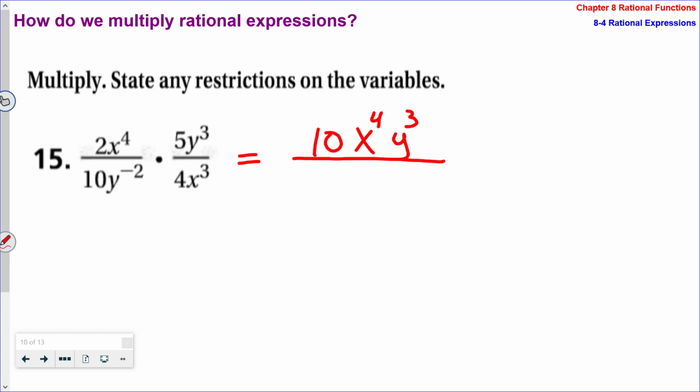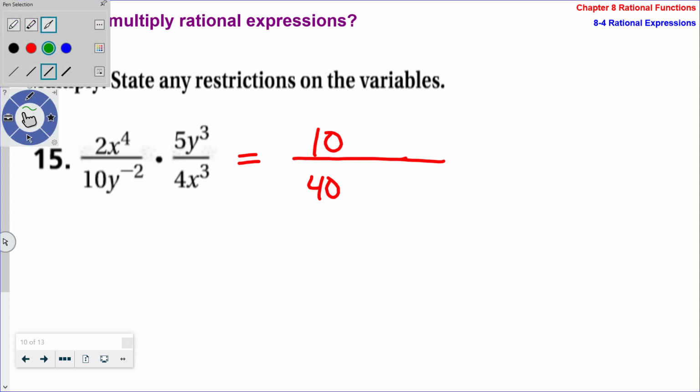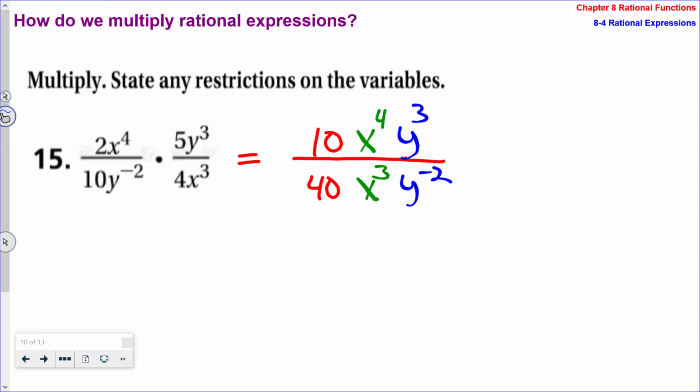So that's the numerator. The denominator is going to be 40 x to the third, y to the negative 2. So the first step was to multiply. After we multiply, is there anything we could simplify? Can we simplify anything?